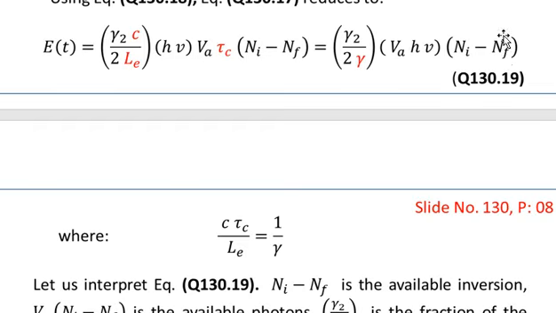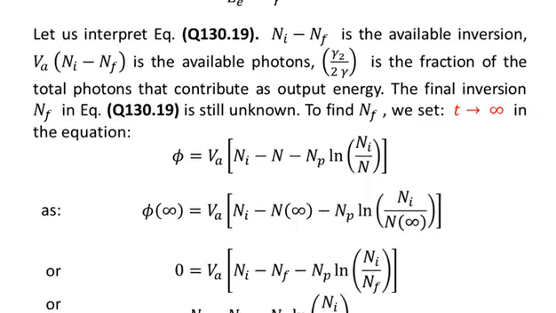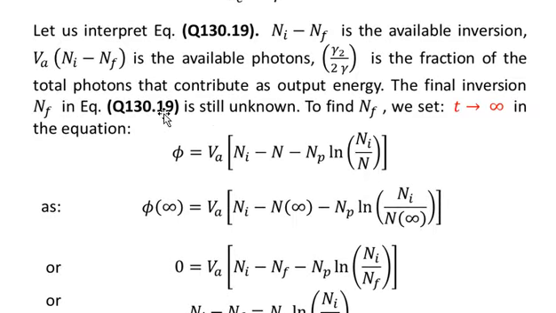So we have now to determine the value of Nf. Once the value of Nf is known, then the whole expression for the energy in the pulse as a function of time would be known. To find Nf, we set t goes to infinity in the equation. You see that this equation we have already worked out, and this gives you the number of photons as a function of time. This n in the denominator is also a function of time. Here phi is also a function of time.